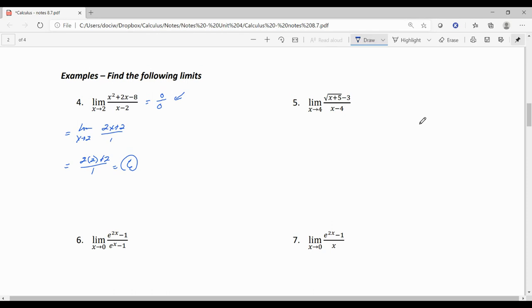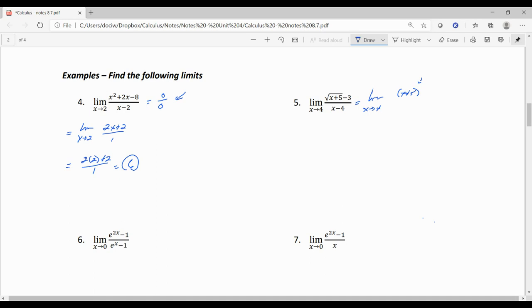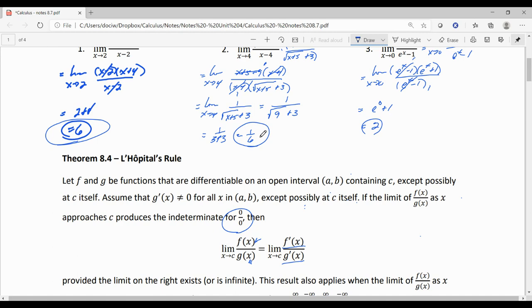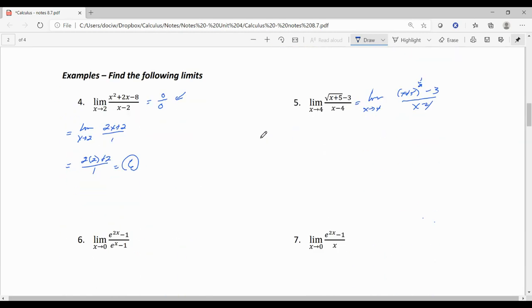Now, example 5, I'm going to rewrite that as the limit as x approaches 4 of x plus 5 to the 1/2 minus 3 over x minus 4. And again, let's remind ourselves, when we did the limit using the rules we know, we got 1/6. So let's check that out now if I use L'Hopital's rule, because again, if I put 4 in for x, 4 plus 5 is 9. The square root of 9 is 3. 3 minus 3 would be 0. And 4 minus 4 would be 0. We have 0 over 0.